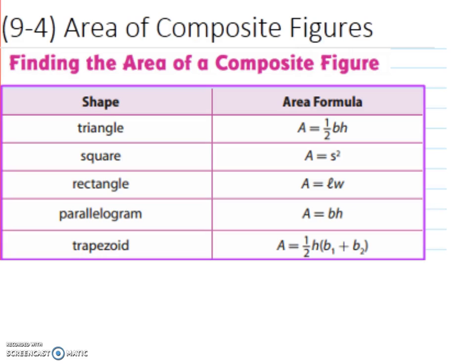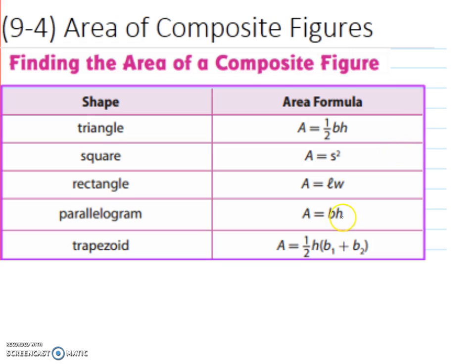Okay, today we're going to talk about area of a composite figure. If you remember how to find the area of a triangle, it's area equals 1/2 base times height. Area of a square is area equals side squared. Rectangle is area equals length times width, or area equals base times height.